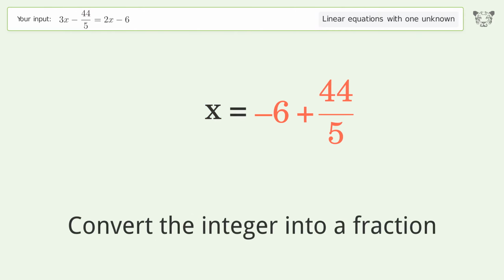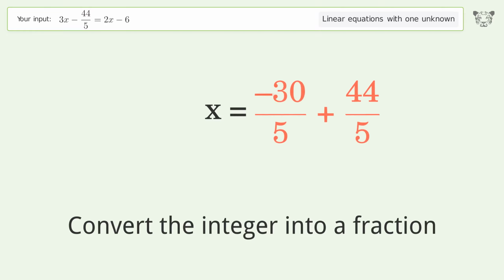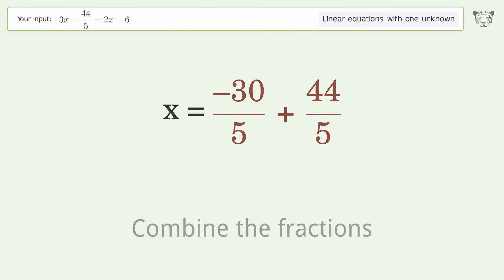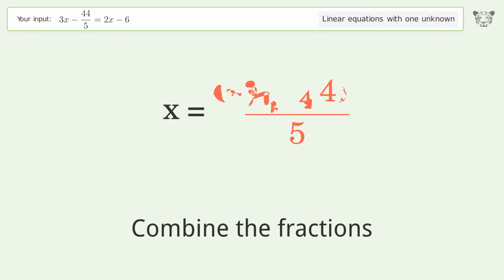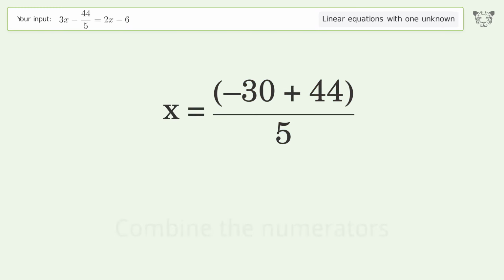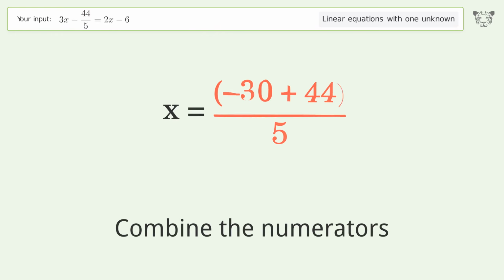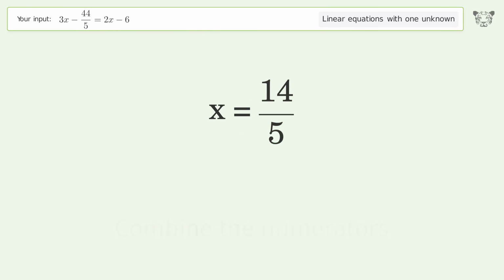Convert the integer into a fraction. Combine the fractions. Combine the numerators. And so the final result is x equals 14 over 5.